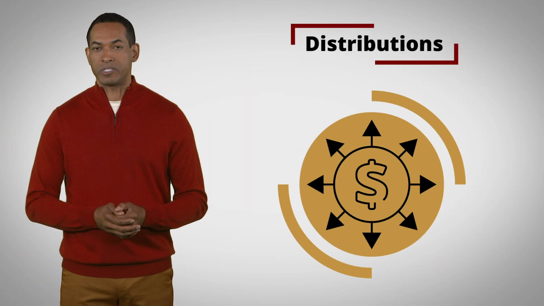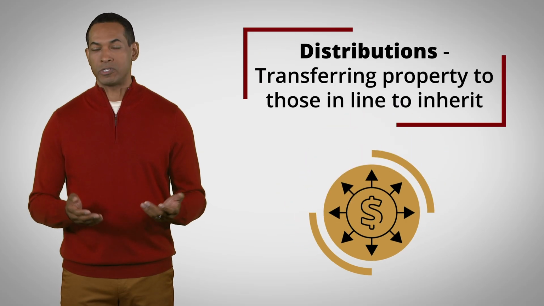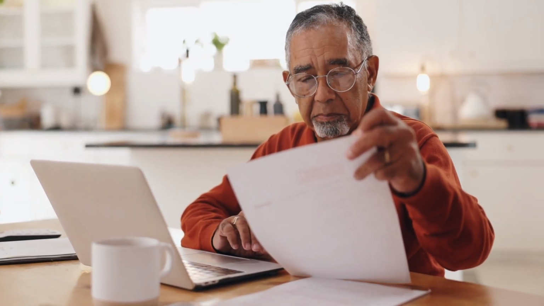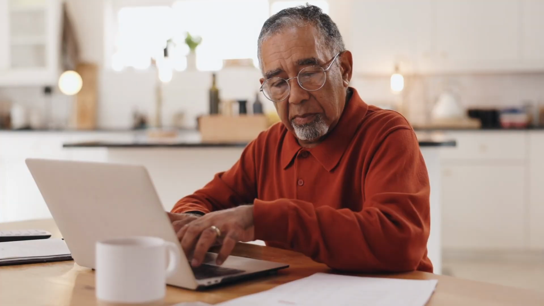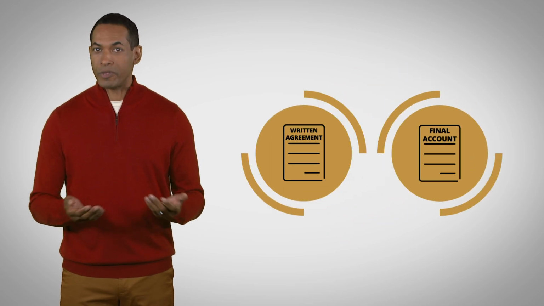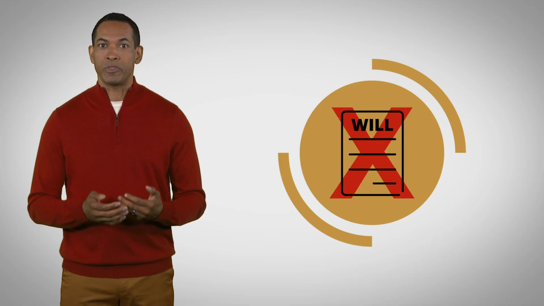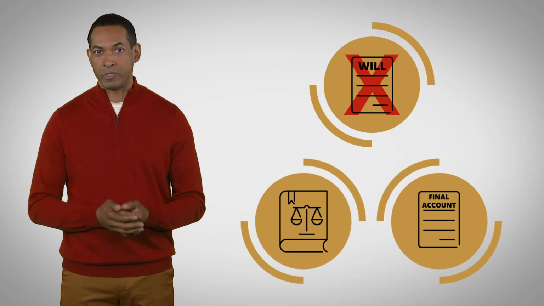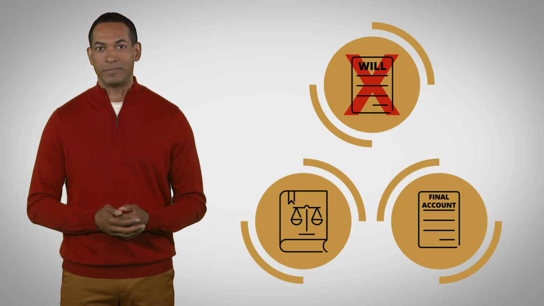Making distributions means transferring property to those in line to inherit, as reported on the account. If there is a will, follow the instructions in the will. If the interested parties agree to divide the property differently than what the will says, file a written agreement with the court, along with the final account. If there is no will, then distribute the property to the heirs according to Maryland law and according to the distributions shown in the final account.